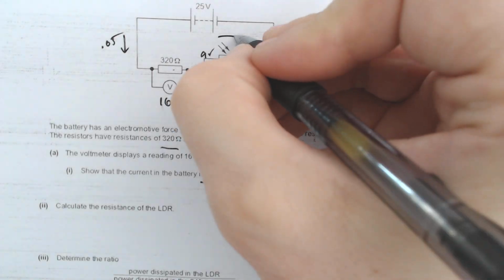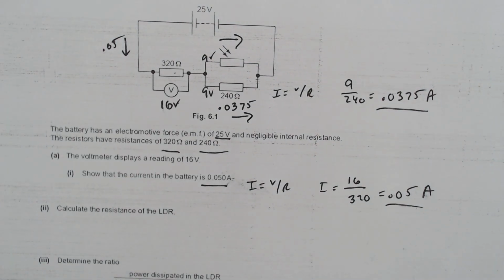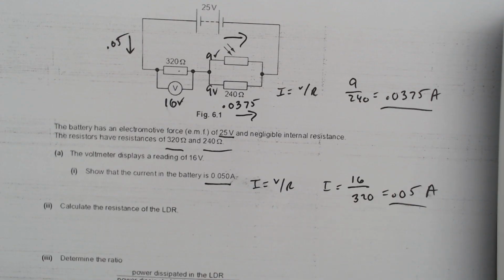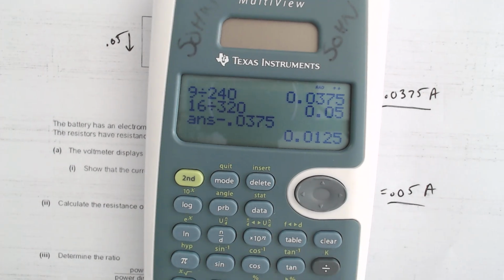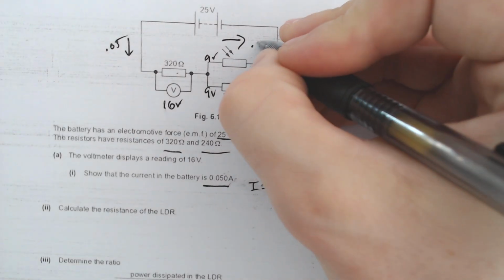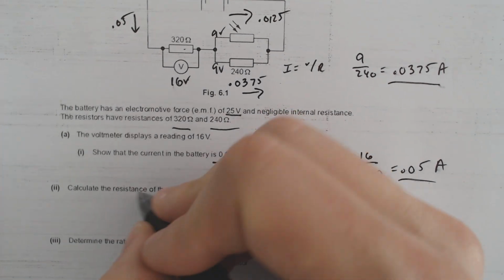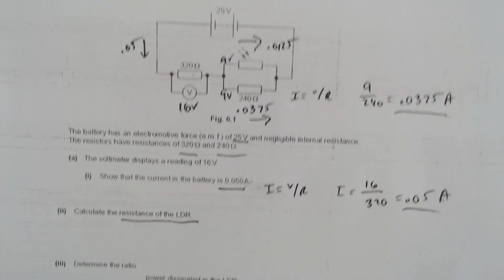We could figure out how much current is going through the top because the current got split. So you would take the 0.05 minus the 0.0375 and get 0.0125 for the top current, which is needed to be able to calculate the resistance of the LDR.